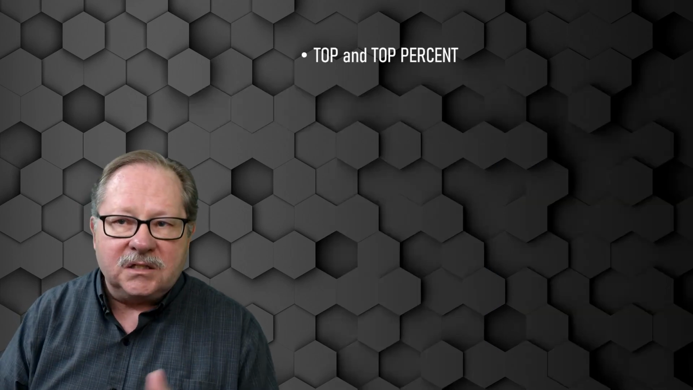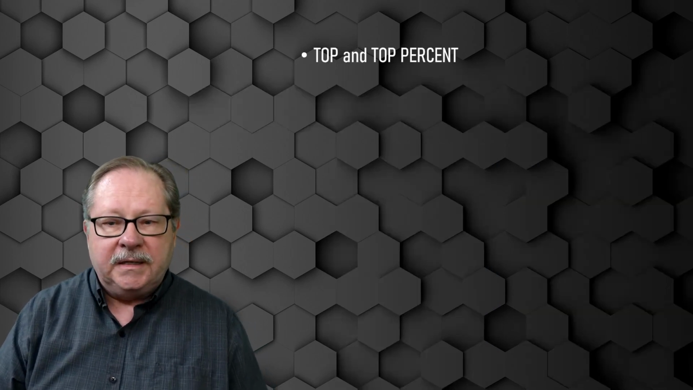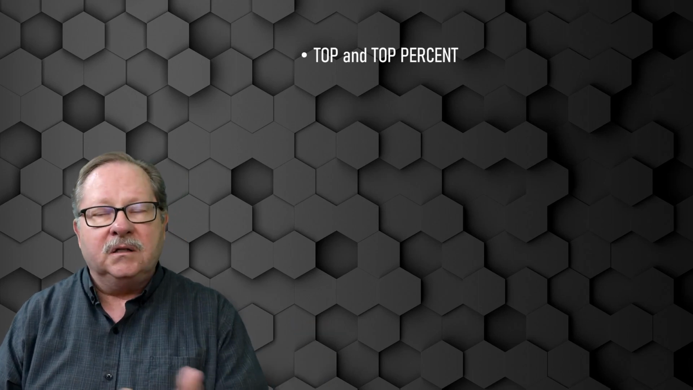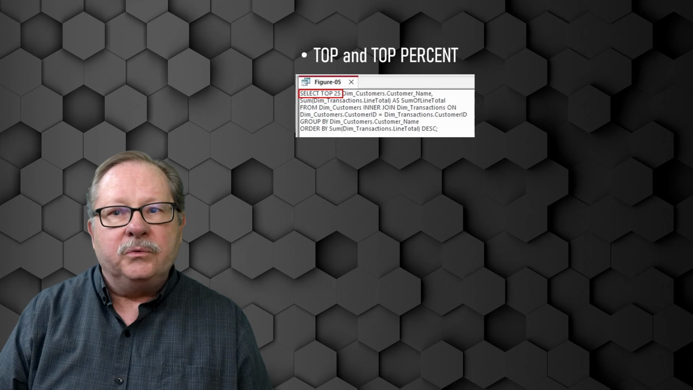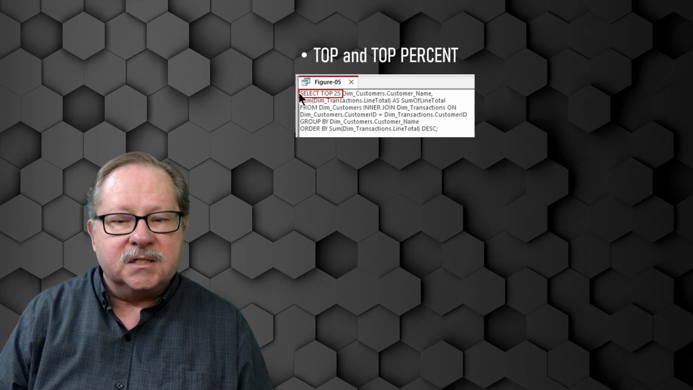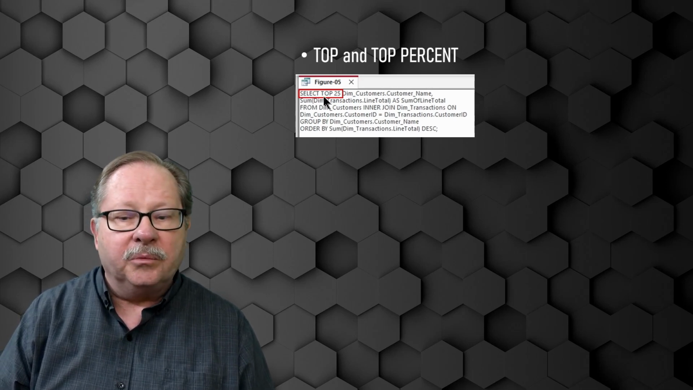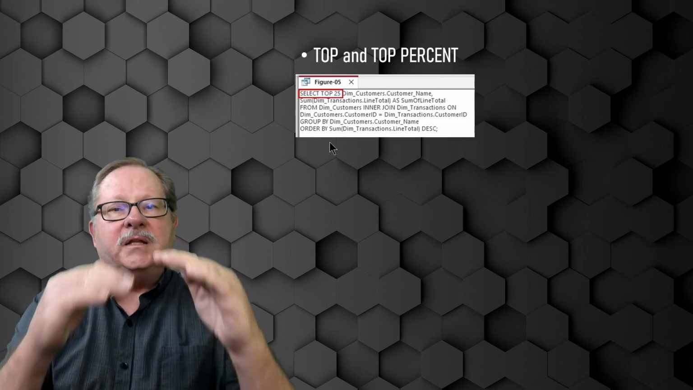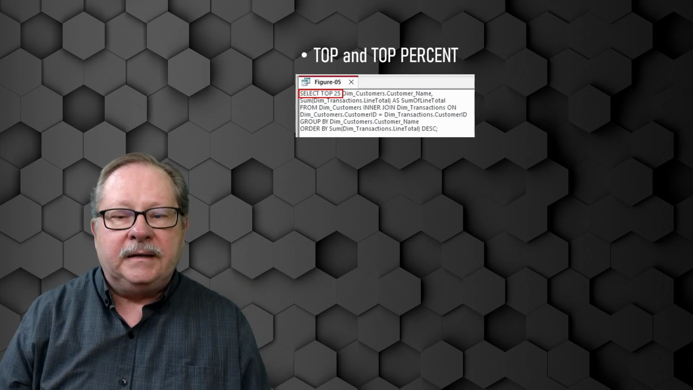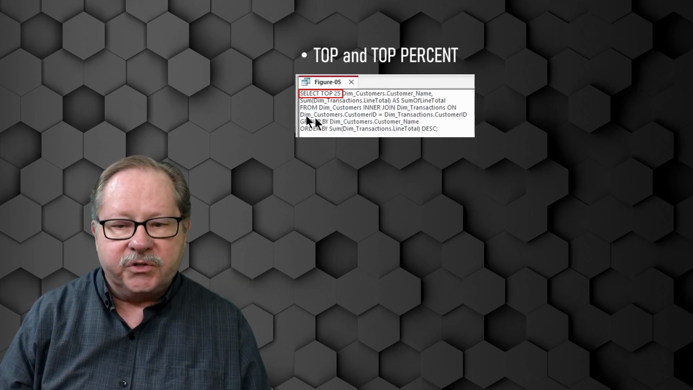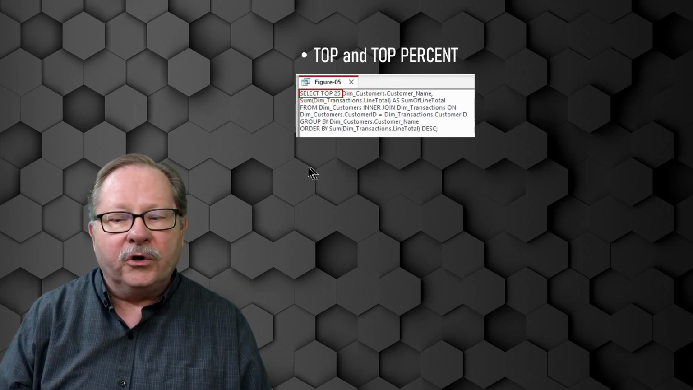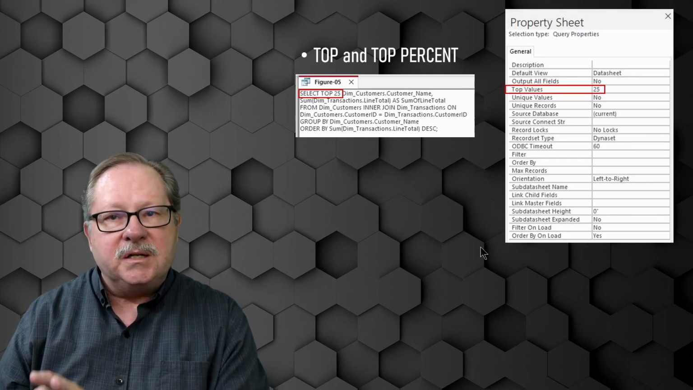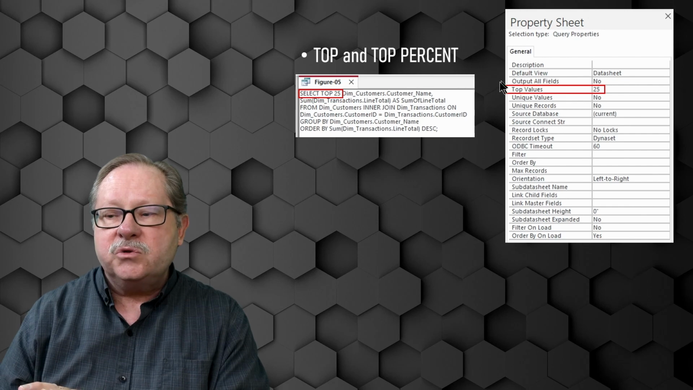Let's look at top and top percent for a moment. Now, top and top percent, you can set in both the query design grid and in the SQL. If you look at the SQL, it'll say select here, and in your normal select statement, it just has, let's say, top 25. So I'm only going to get the top 25 records. Now, this one's going to do a bunch of summing and grouping and ordering here. And when I look at the property sheet in the design grid, here is where I set.